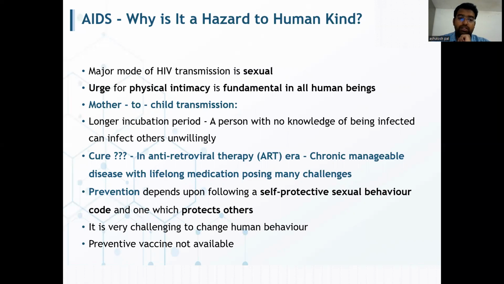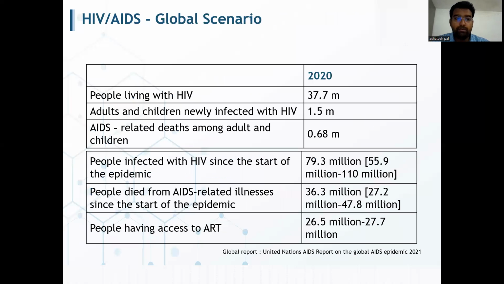As far as cure is concerned, in the antiretroviral therapy era, a chronic manageable disease with lifelong medications poses a lot of challenges. And we are at this stage at the moment, which is AIDS has become a chronic manageable disease. Prevention depends upon following a self-protective sexual behavior code and one which protects others. It is very challenging to change human behavior, and a preventive vaccine is not yet available.